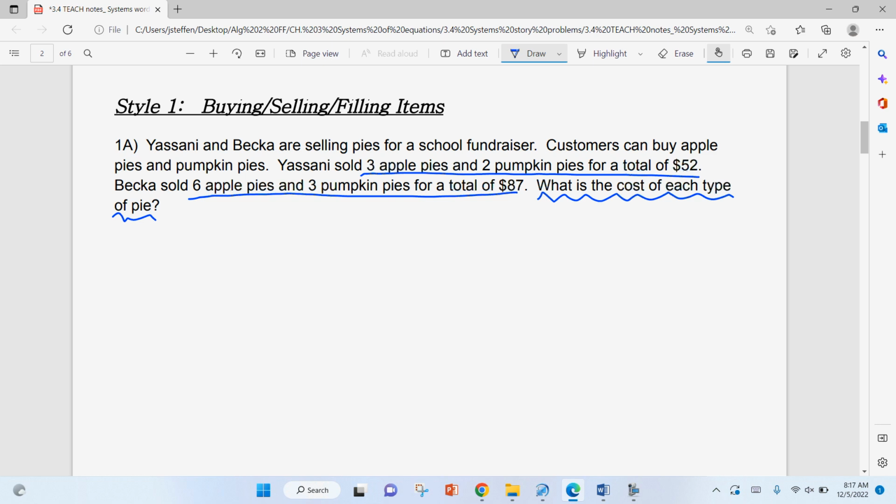So that's step 1. Again, reread that. Just make sure there's nothing in there that you missed. Step 2, define your variables. So my variables, again, these are pretty obvious. Now I will say, be specific when you define your variables. A lot of you guys will do A is apple pie, spelled wrong.